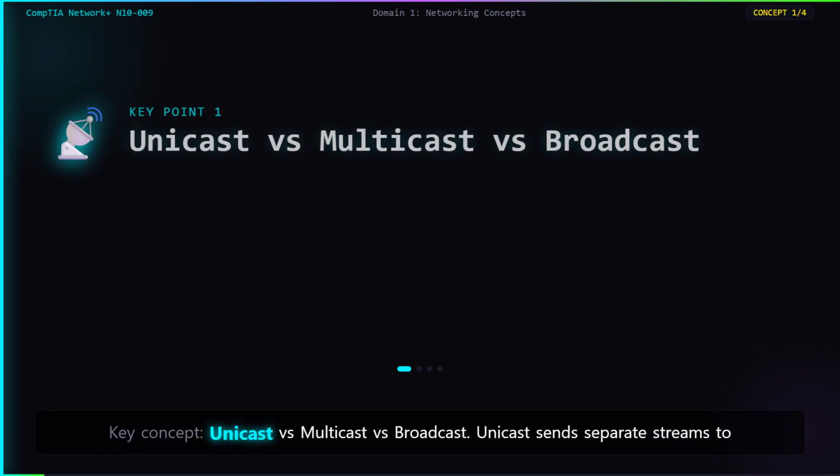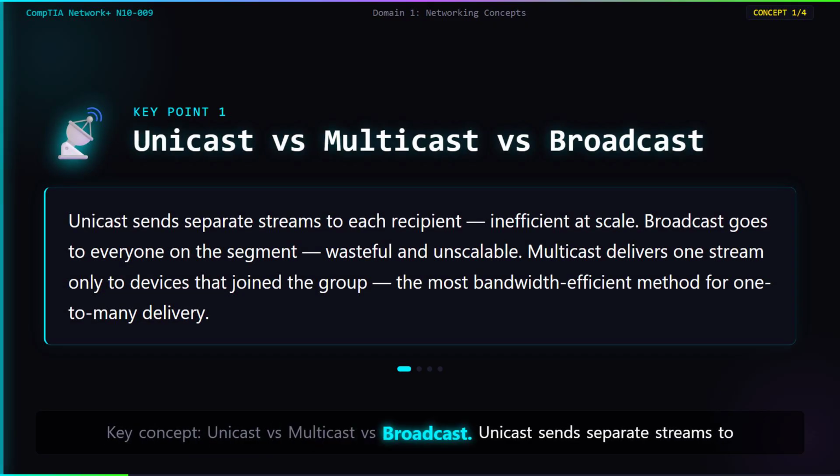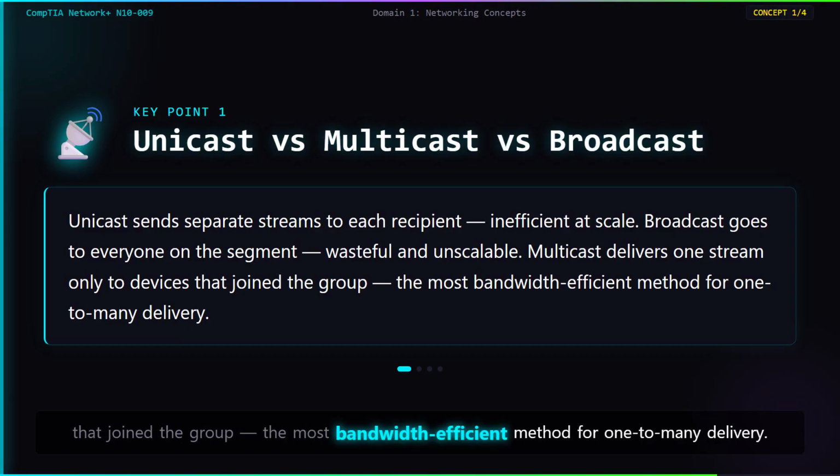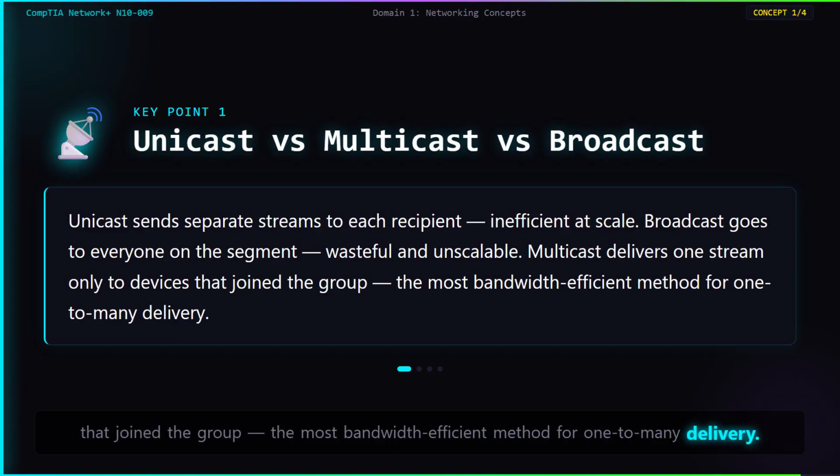Key concept: Unicast versus multicast versus broadcast. Unicast sends separate streams to each recipient, inefficient at scale. Broadcast goes to everyone on the segment, wasteful and unscalable. Multicast delivers one stream only to devices that join the group, the most bandwidth-efficient method for one-to-many delivery.